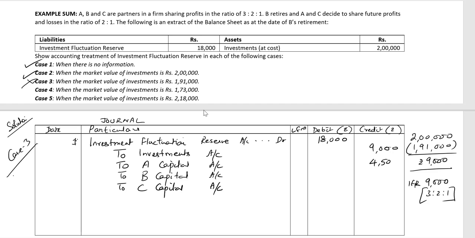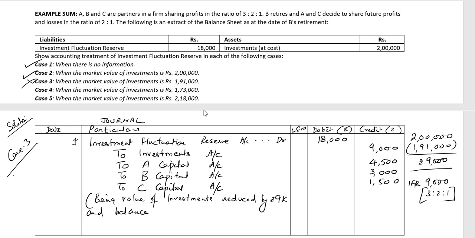$4,500 against partner A, 3,000 rupees against partner B, and 1,500 rupees against partner C. Being value of investments reduced by rupees 9,000 and balance investment fluctuation reserve distributed. This is the journal entry for case 3.